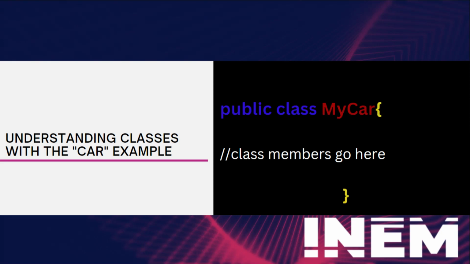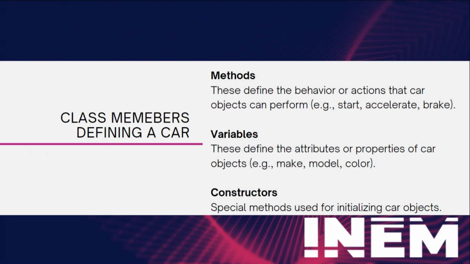Within the curly braces, which define the boundaries of our class, you can add various members. These members encompass everything a car can be or do. Variables represent its properties, methods define its actions, and constructors are special methods used for initializing cars. In short, a class is like a container for defining what makes a car unique, both in terms of its characteristics and behavior. Within the curly braces of a class, you can define various members. These members are like the building blocks of our car class. Let's explore what they are.